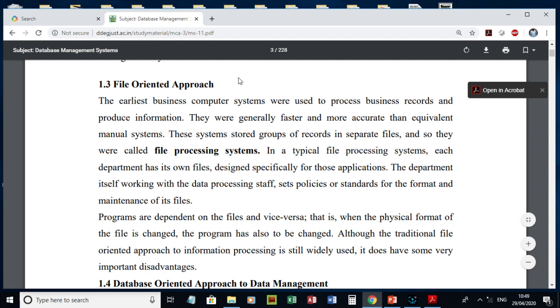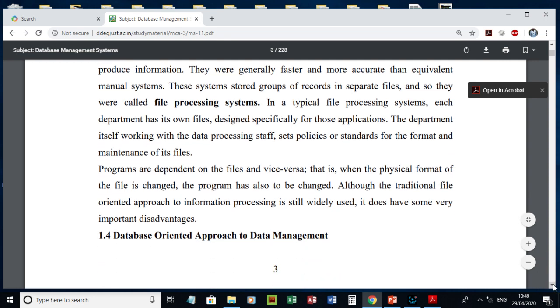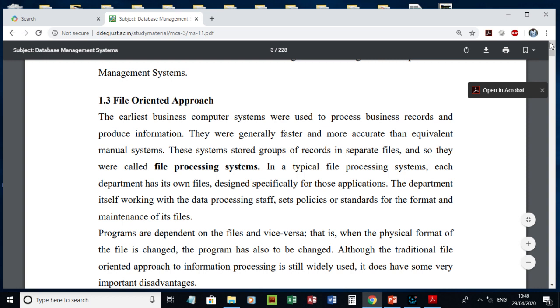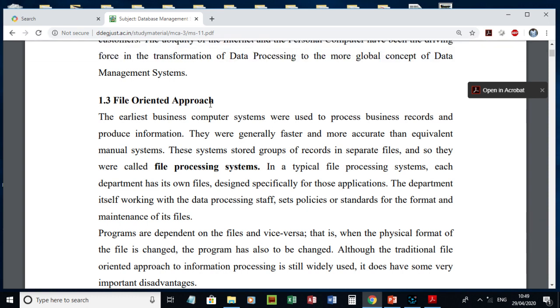Alright? Let's move on. Although the traditional file-oriented approach to information processing is still widely used today, it does have some very important disadvantages. You all know. Say the physical file, it has some disadvantages. So you see, this area is on 1.3, but for next Sunday the whole PDF version, the 2 more units. But as I've told you, I am not going to waste so much time, but we need to understand the theoretical aspect and then the concept underneath the design.